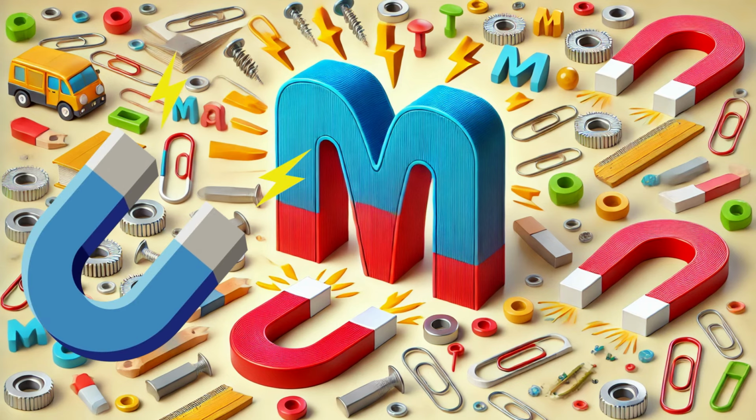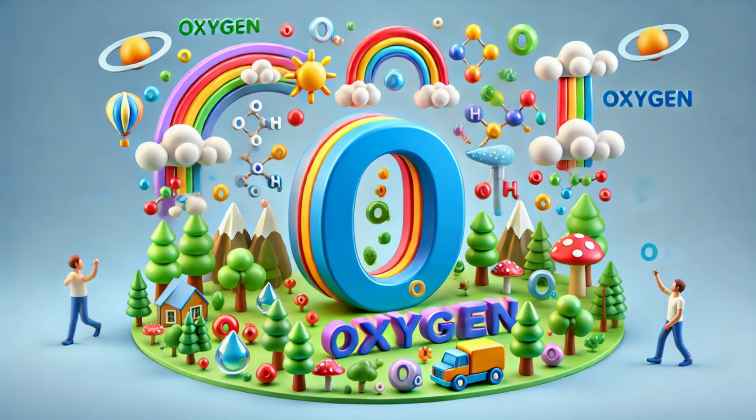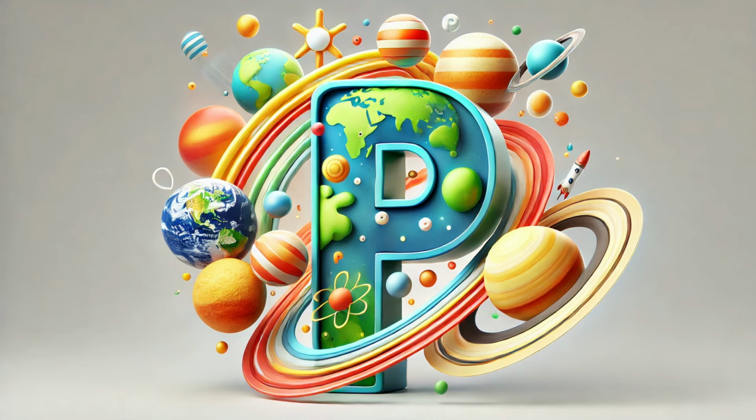M is for magnet, attracts things like steel. N is for neutron, in the atom's wheel. O is for oxygen, we breathe it in the air. P is for planets, spinning out there.